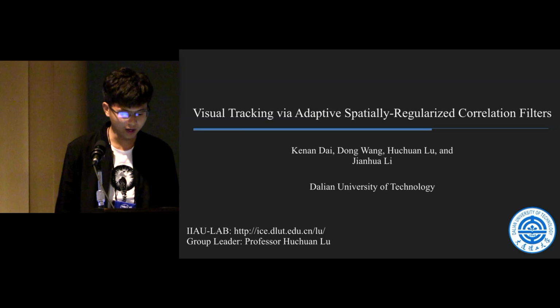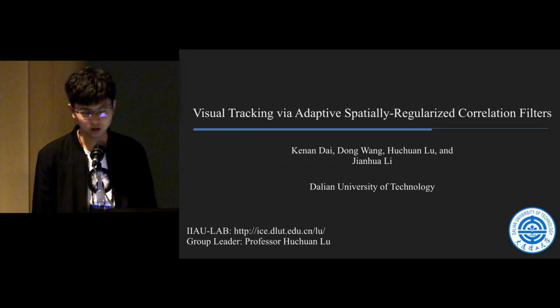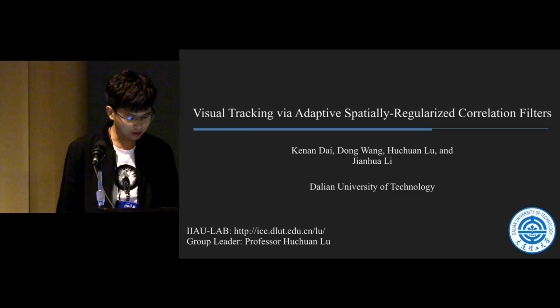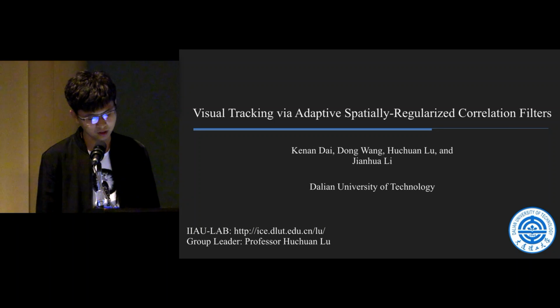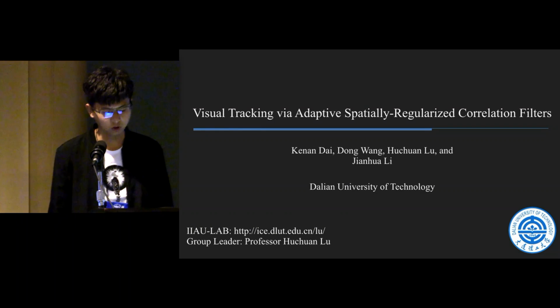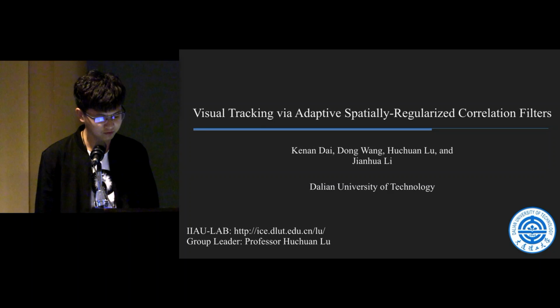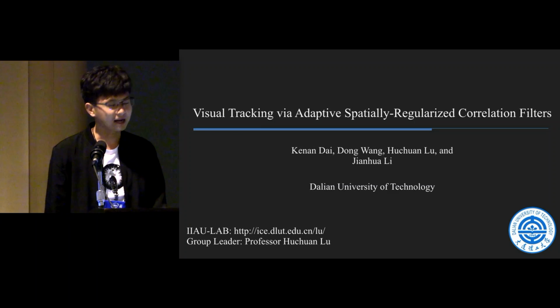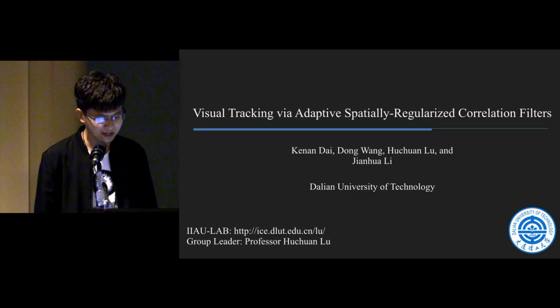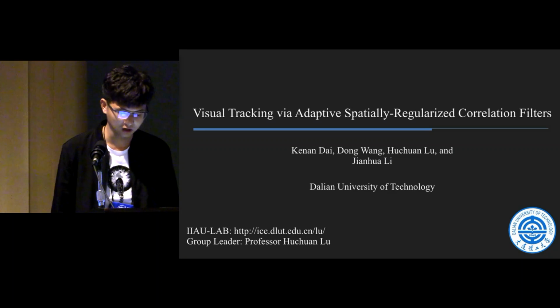We are talking about tracking via adaptive spatially regularized correlation filters. For tracking, correlation filter is an important branch. The CF-based trackers explore a large number of cyclical shifted samples for learning. It has been shown that spatial regularization can help improve the performance of CF.